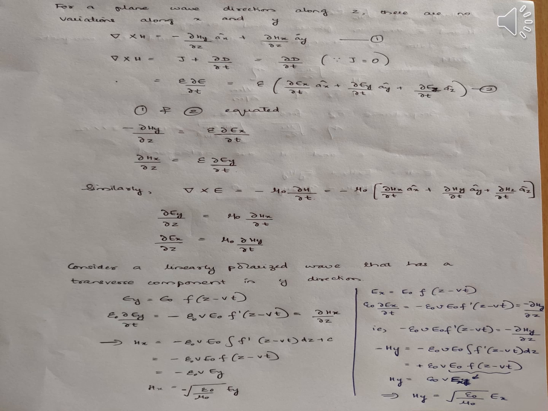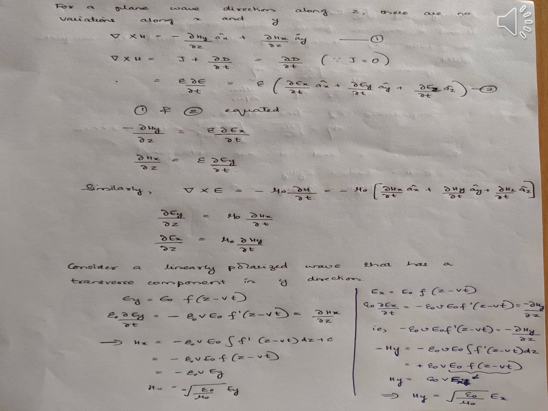This is the conventional case that we have been assuming all along: E is in the x direction and H is in the y direction. The reverse is also possible, that is, E in the y direction and H in the x direction. That similar derivation is written on this side in black pen. I'm assuming Ey as E0 f of z minus Vt. On similar lines, when you derive, you will get Hx is equal to minus root of epsilon naught by mu naught Ey, which implies in this case also E by H is equal to root of mu 0 by epsilon 0.